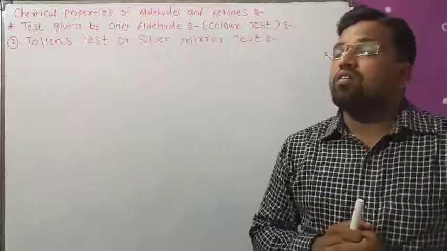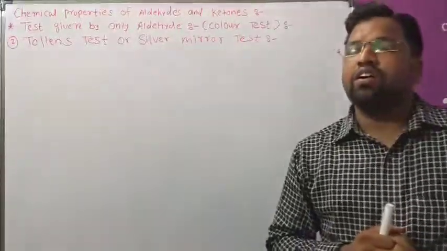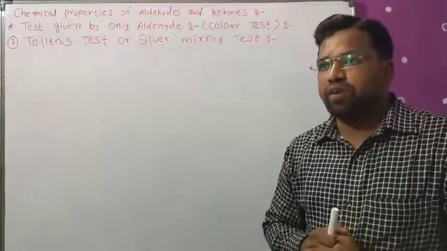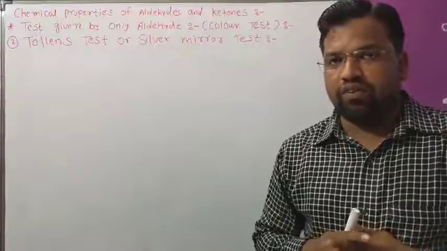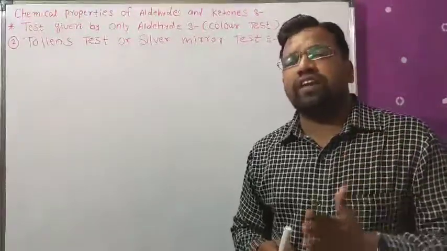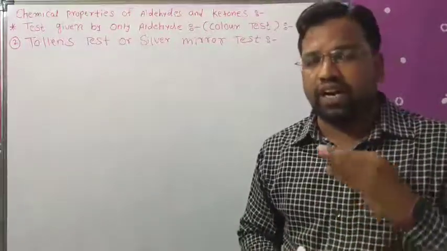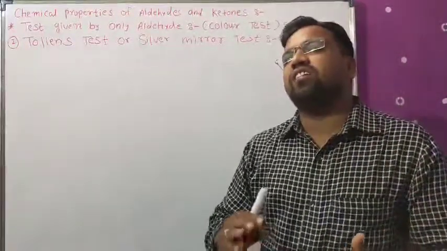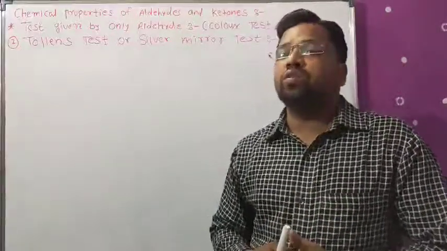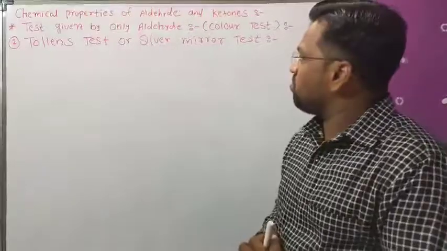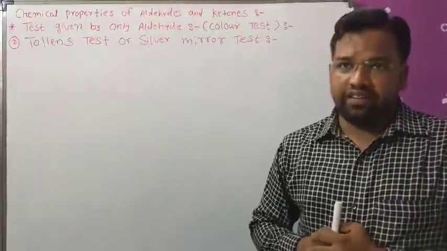Now firstly we see how you prepare the Tollens reagent. The Tollens reagent is prepared by mixing silver nitrate and ammonium hydroxide. Firstly, the silver nitrate reacts with the ammonium hydroxide, it gives silver hydroxide and ammonium nitrate, and this silver hydroxide again reacts with the aqueous solution of ammonium hydroxide, it gives the Tollens reagent, which is also called the silver mirror reagent or test.